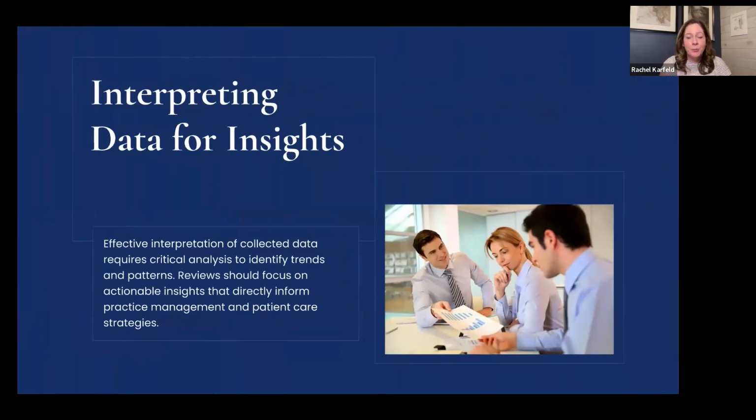And as we look at interpreting the data for the necessary insights we have, thinking about things like new patient value. New patient value measures the financial contribution of each new patient that's acquired. Okay. This metric is going to inform us of our marketing effectiveness and enhance strategic planning for patient acquisition.